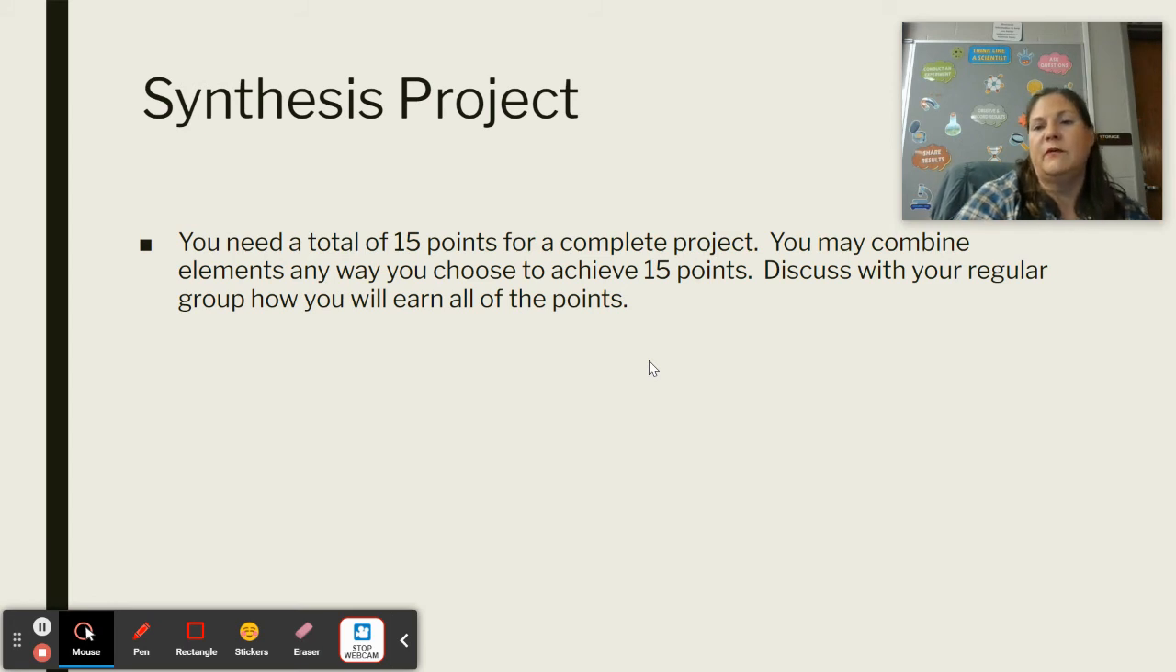And then the last part of this lab is a synthesis project, which you will not finish today. And if you would like to wait until you can get together with your regular lab group, you can do that. You will need a total of 15 points for a complete project. And there is a list of combinations of 5, 10, and 15 points that you can choose from to decide what you want to do for your project. And you will want to get with your regular group to determine how you will earn all of the points.